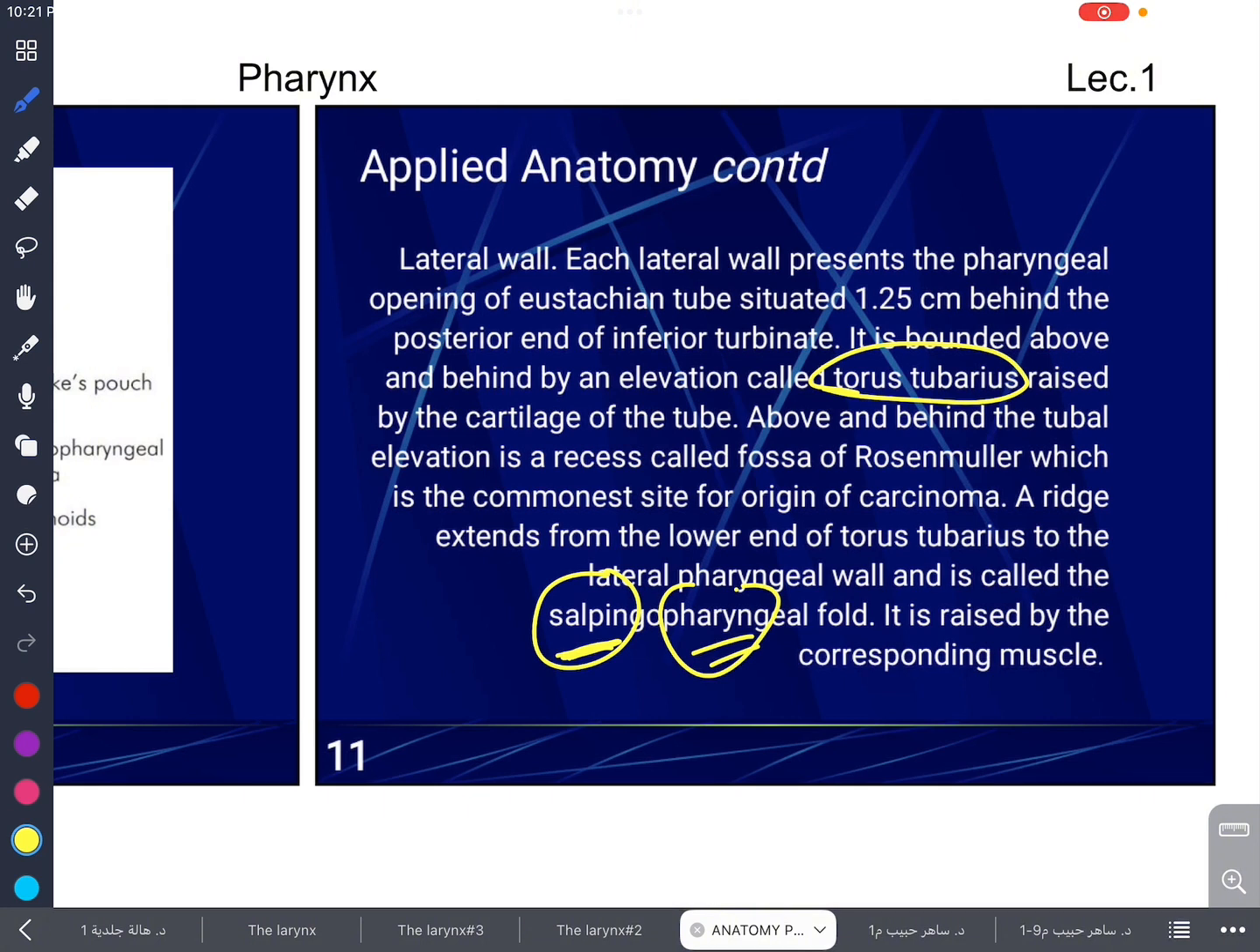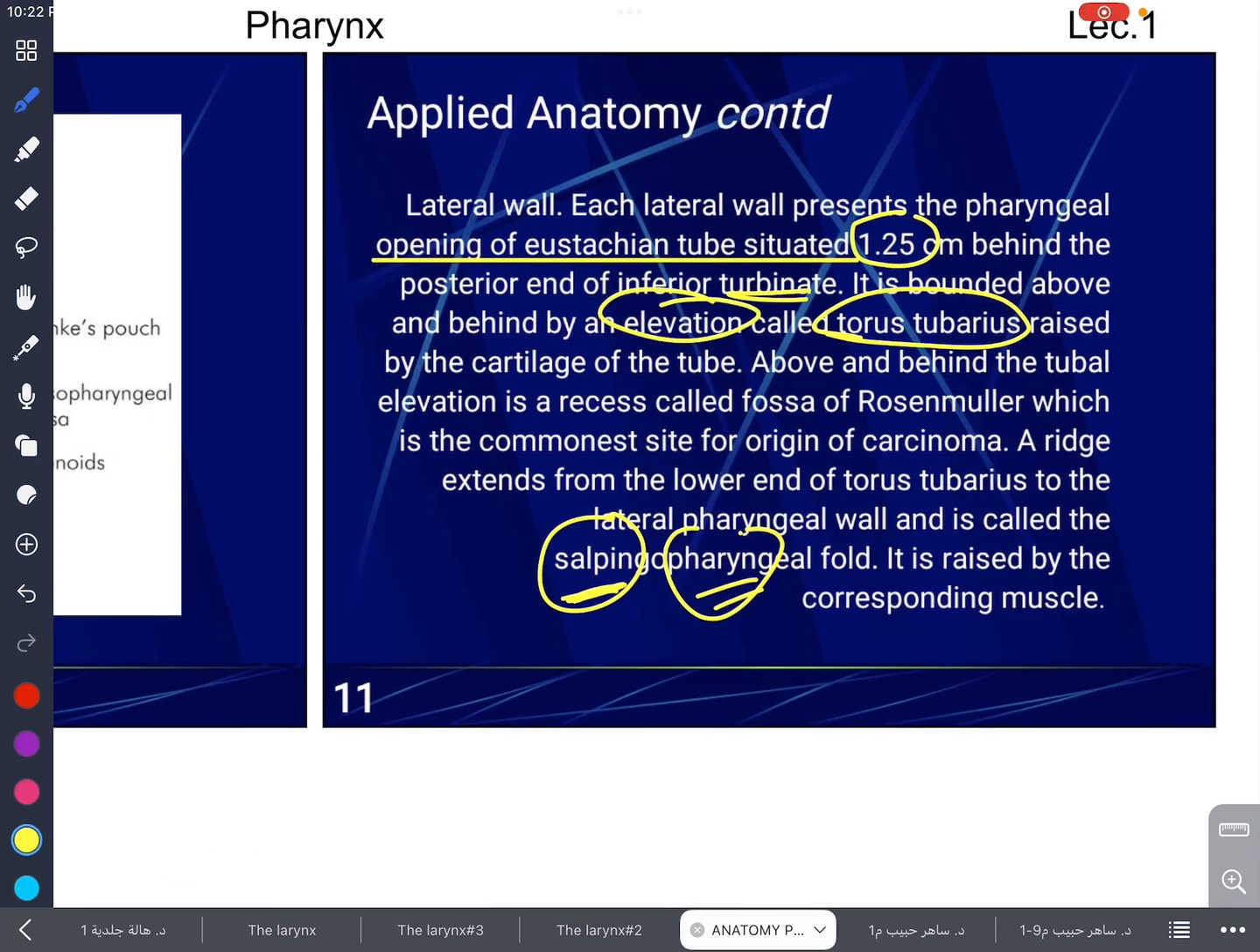إنه اللاترال وول مال النيزوفارنكس بينه مثل ما قلنا الأوبننج مال الأوستياكن تيوب. تمام. الأوبننج مال الأوستياكن تيوب، وهاي الأوبننج راح تكون على مسافة 1.25 cm خلف البوستيريور إند، يعني النهاية الخلفية من الانفيريور تربينيت اللي هي موجودة باللاترال وول مال النيزل كافيتي. الباوندري يعني فوق وخلف هذه الأوبننج نسميها التورس تيوباريس، يعني هذا هو عبارة عن elevation، وخلف هذا الإليفيشن and behind it قلنا أكو فدريسس or depression سميناها الفوسا of Rosenmuller، and this is the commonest site for cancer or origin of carcinoma.